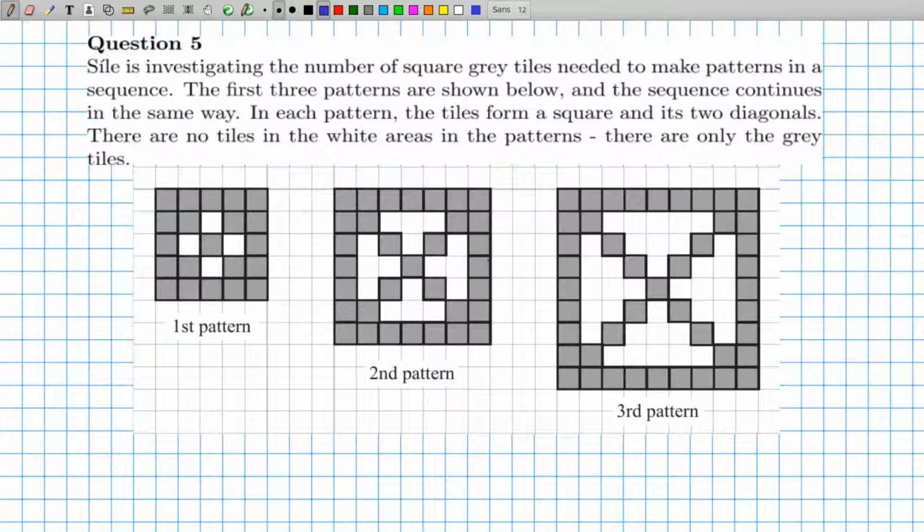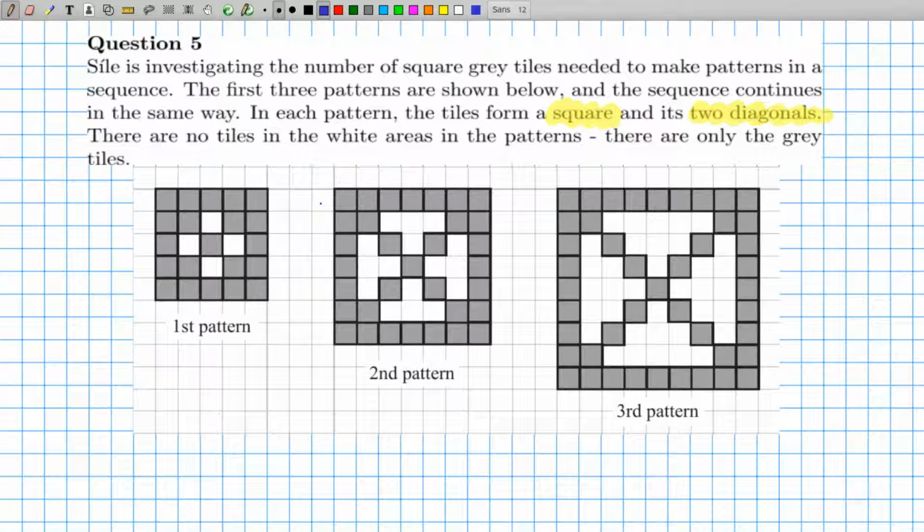In question 5, we're told about this girl, Sheila, who's trying to make patterns from tiles. We're given the first 3 examples of these patterns, and we're told the sequence continues in the same way. The first piece of information that we're given really about these is that the tiles are made out of a square and 2 diagonals.